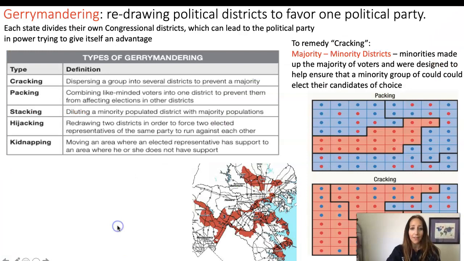So if you take a look on the screen, you're going to see the definition of something called gerrymandering, and it has a couple of other definitions there: cracking, packing, stacking, hijacking, and kidnapping. I believe for our exam, you only need to know what cracking, packing, and stacking are. So I'll leave the definitions up there for a while. But you will need to know what gerrymandering is and minority-majority districts. The only 2 I don't think you need are hijacking and kidnapping.